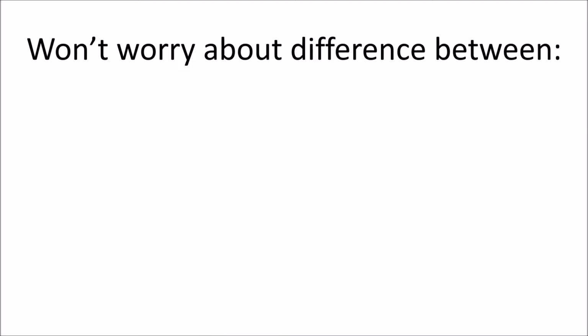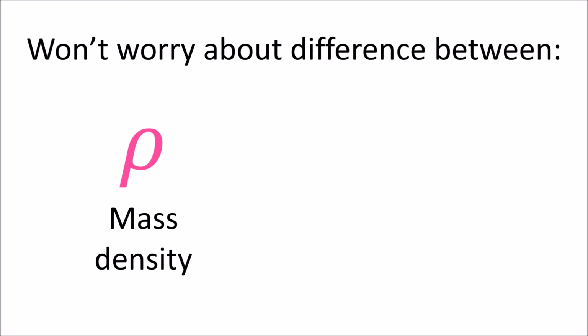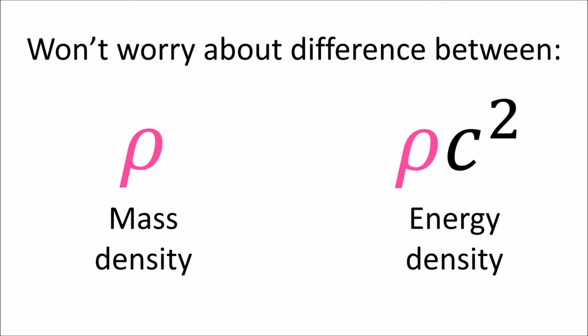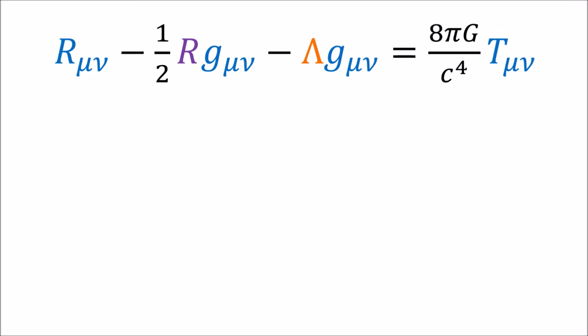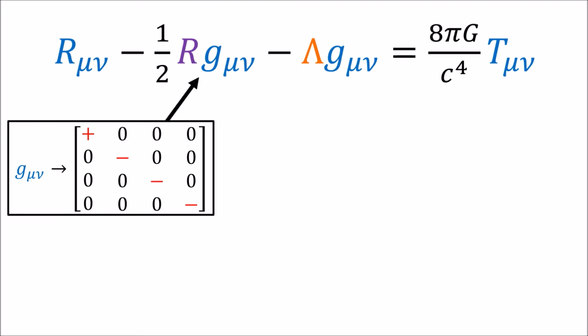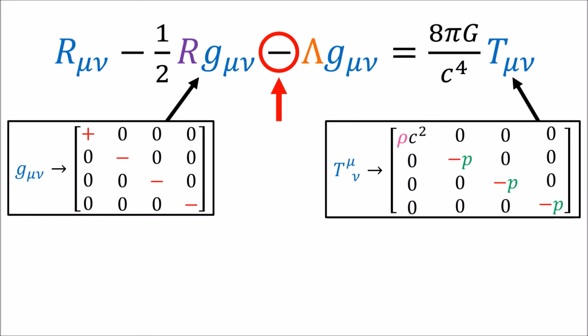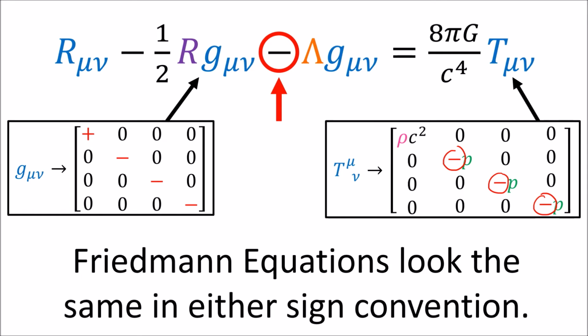Also, in this video, I won't worry too much about the difference between mass density and energy density, since they are related by the constant factor of c². To get the Friedmann equations, we just have to dump all this information into the Einstein field equations. I'm using the mostly minus metric convention, so my cosmological constant term has a minus sign in front, and the energy momentum tensor has minus signs on the spatial diagonal terms. But the resulting Friedmann equations will look the same regardless of the metric sign convention that you use.